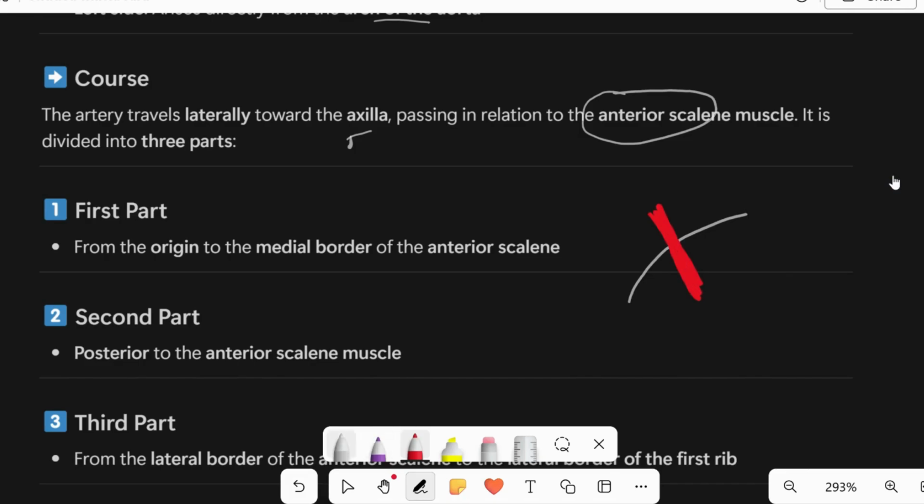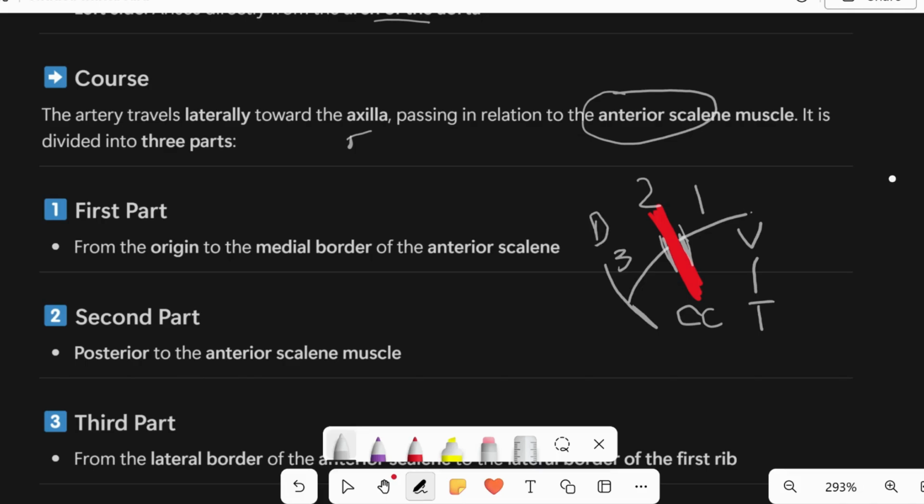The first part will be from the origin till the medial border of anterior scalene. This will be the first part. The second part will be posterior to the anterior scalene, and the third part will be from the lateral border of anterior scalene till the lateral border of the first rib. Now, the first part of the subclavian artery gives three branches: the vertebral artery, the internal thoracic artery, and the transverse cervical artery. The second part of the subclavian artery gives the posterior cervical artery, and the third part is going to give the dorsal scapular artery.